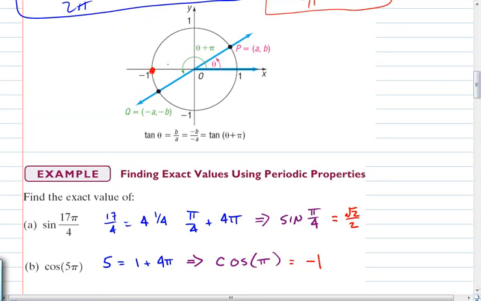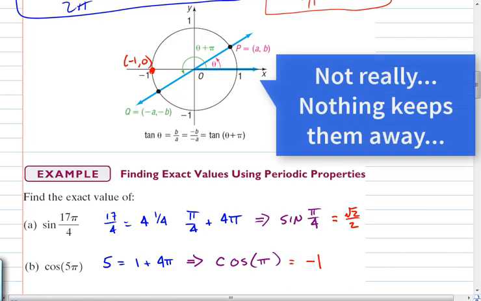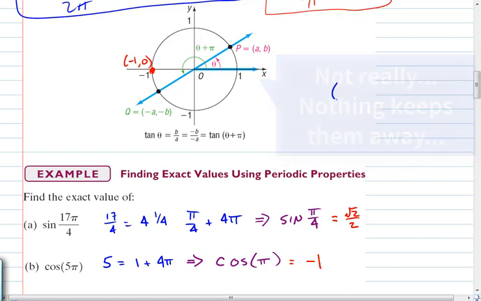Cosine is the x value. The coordinates for this point are negative 1, 0. Cosine is the x value. The way you can keep this straight is the ordered pairs go in alphabetical order. We do that to keep the English people off our backs. Ordered pairs are x, y. That's in alphabetical order. X goes with cosine. Y goes with sine. Those are in alphabetical order as well. That'll help you keep it straight.